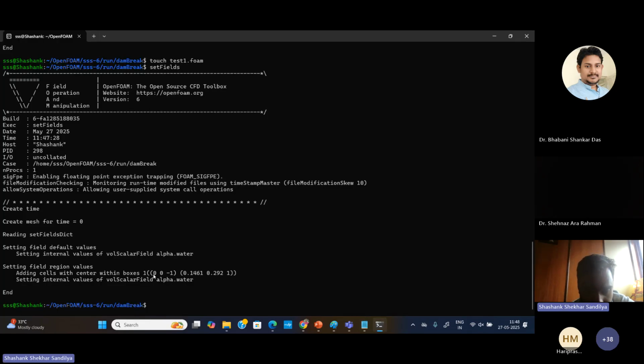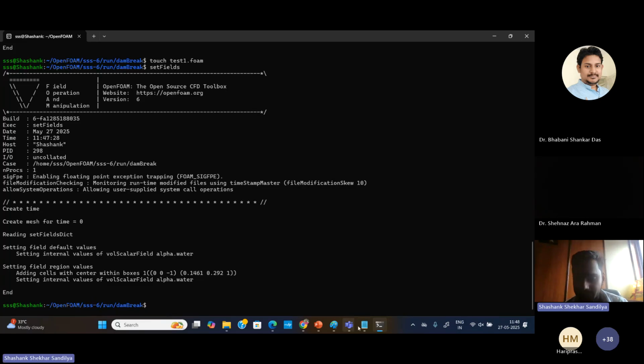Here it is extending from 0 to 0.146 in the x direction. In y it is 0 to 0.292, which is the height. And in the z direction it doesn't matter because we haven't made calculations in the z direction, as our domain is not up to that extent. From -1 to 1, if the domain is not there, no calculation happens. We will take any value of these z coordinates.